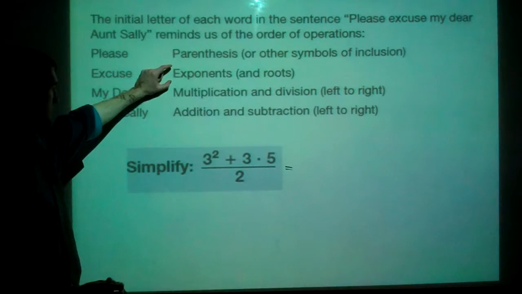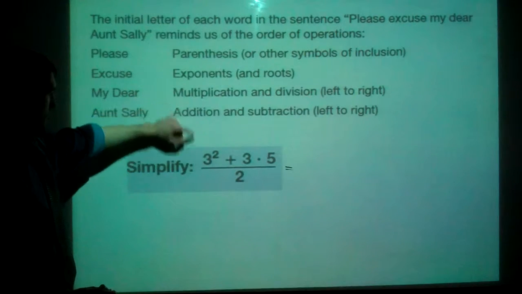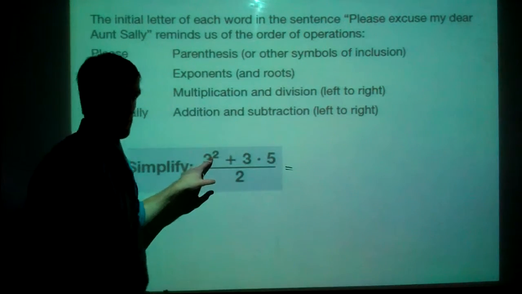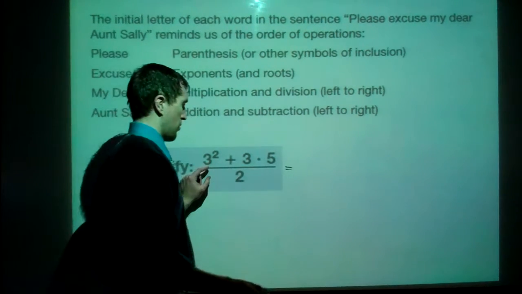No parentheses. I do see an exponent though, 3 to the second power. 3 to the second power is 3 times 3, which is 9.